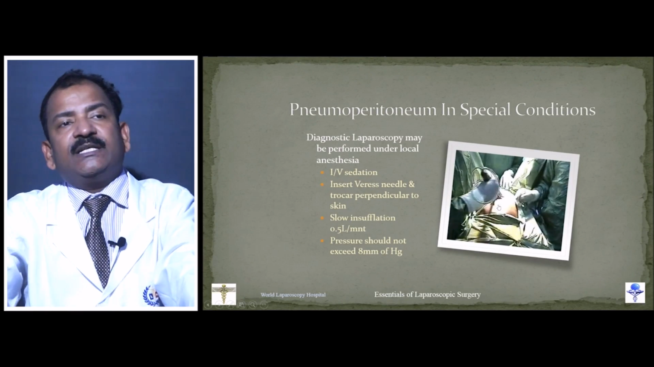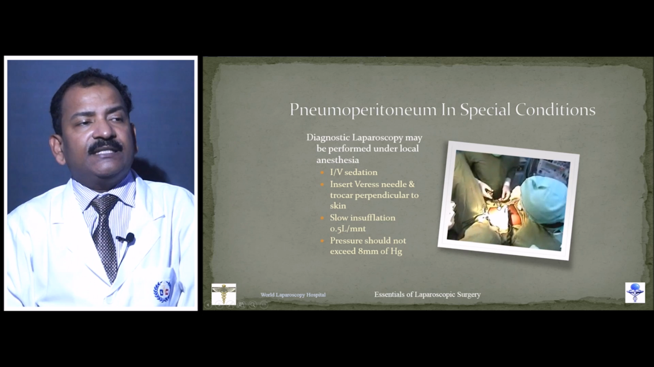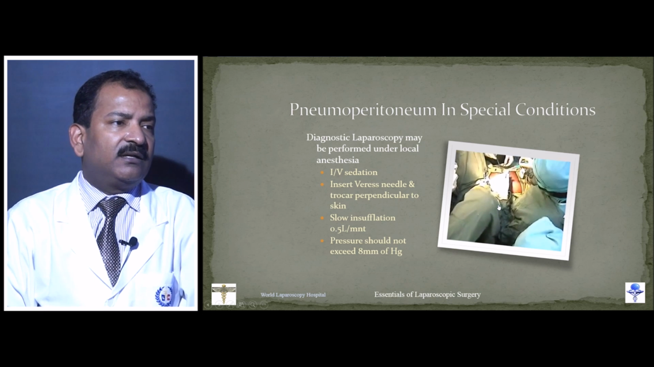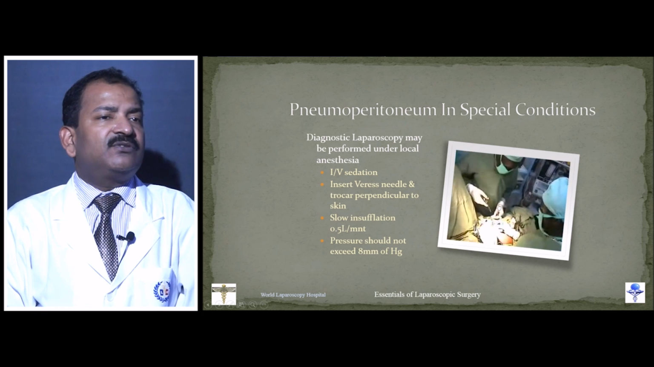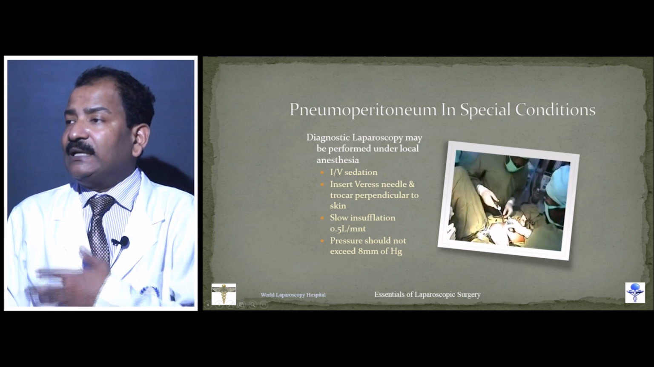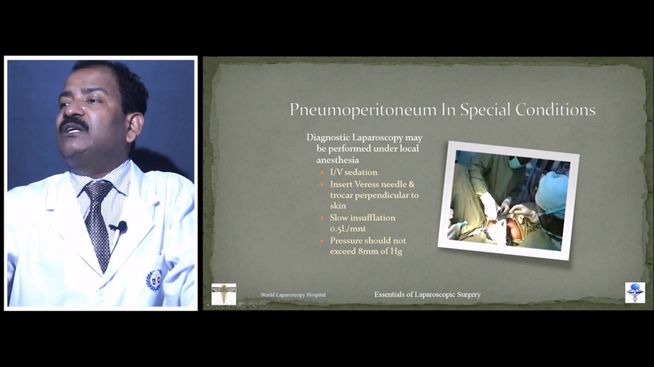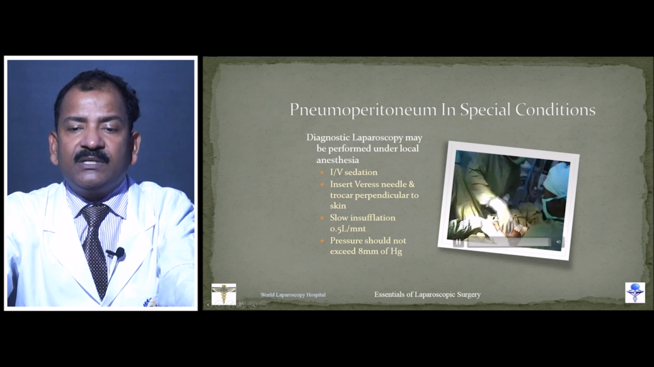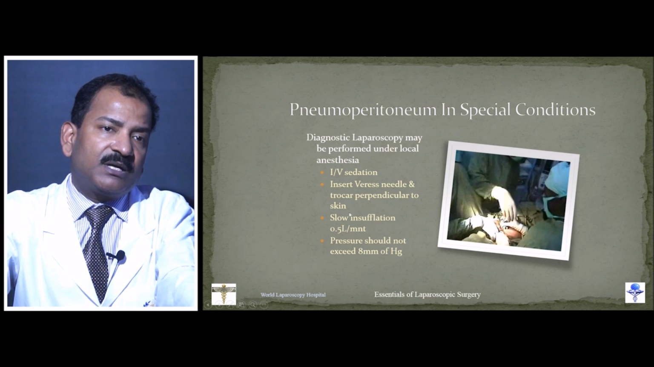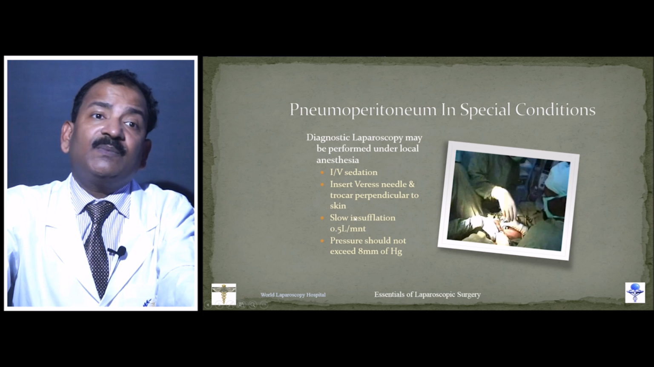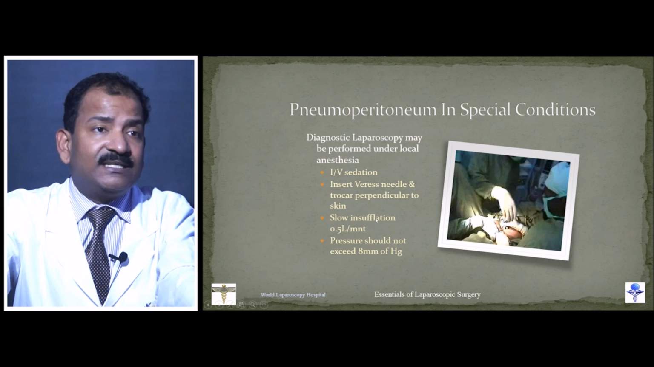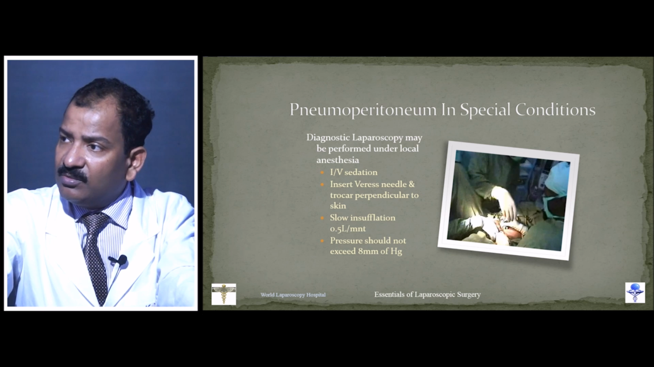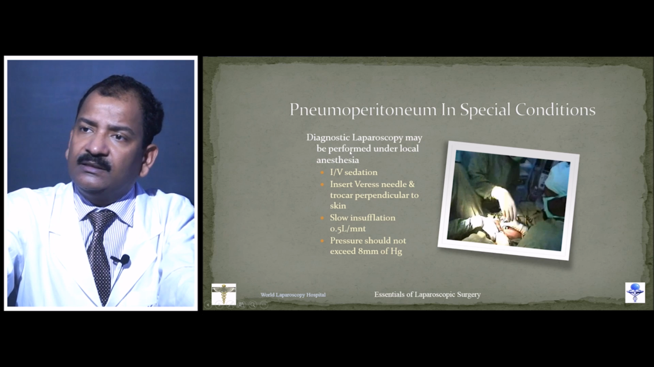If you are doing diagnostic laparoscopy under local anesthesia, then IV sedation is a must. We should insert the Veress needle perpendicular, and slow insufflation should be used, otherwise your patient will jump, will cry, because a rapid stretch of the peritoneum the patient cannot tolerate. So, slow pneumoperitoneum should be given, and pressure should not exceed 8 millimeters of mercury, because the patient is breathing on their own, not ventilated, not on the ventilator. So, if you put more than 8 millimeters of mercury, there is a problem.